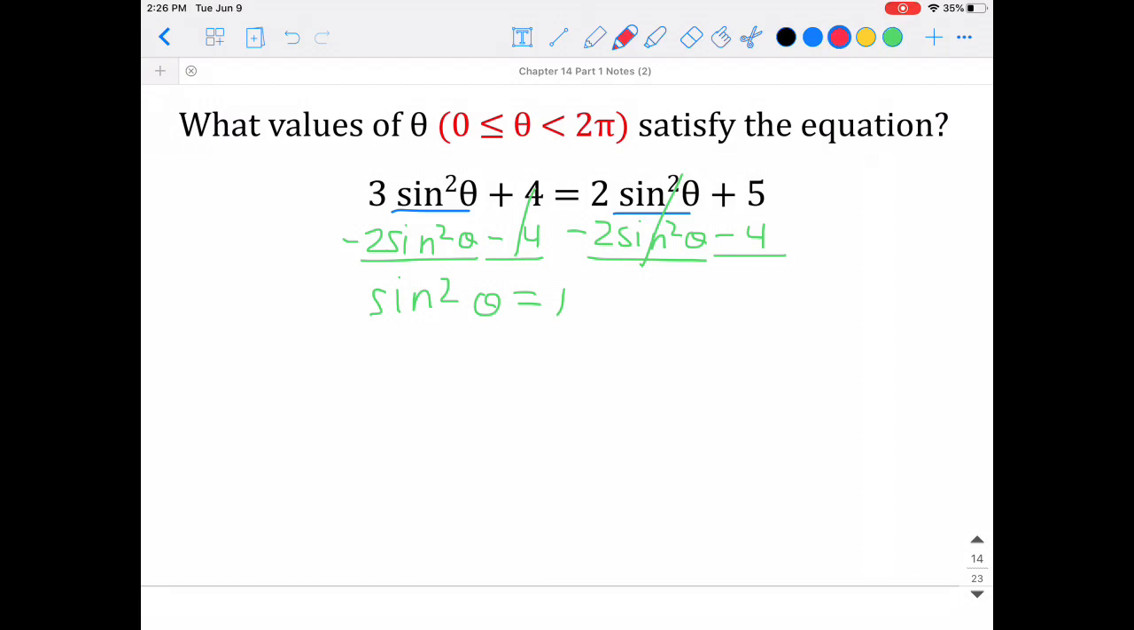And remember, when we're writing, if we have a trig function that is squared, your squared has to go between the function and the angle in order to not need parentheses. So it has to be written like this.